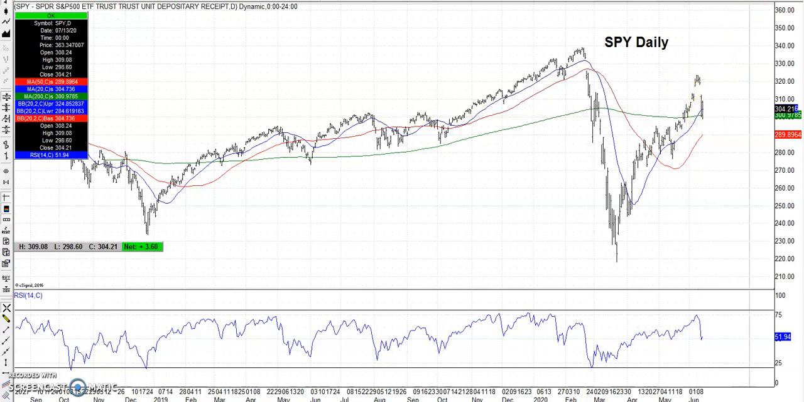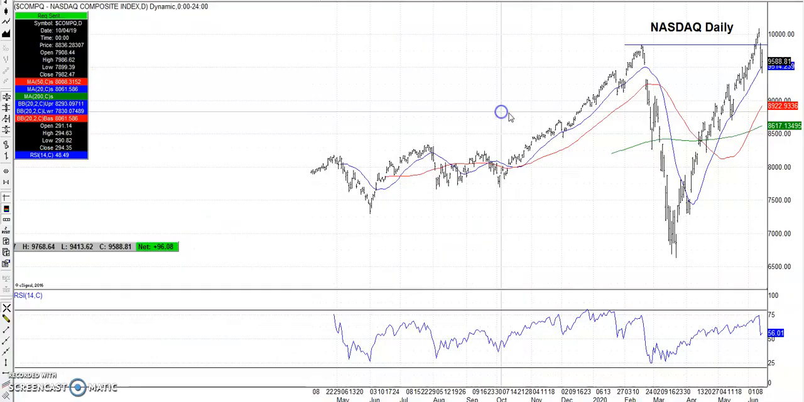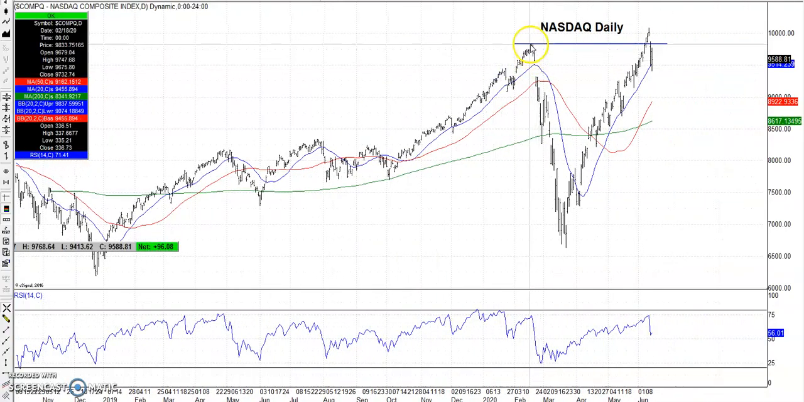Now let's take a quick look at the Nasdaq, because the Nasdaq's been the strongest of all the indexes here. The Nasdaq, we talked about this. Look at this incredible V-shaped rally. Hit all-time new highs this week. Popped through that 10,000 point level. Never done that before. It's trading above it.